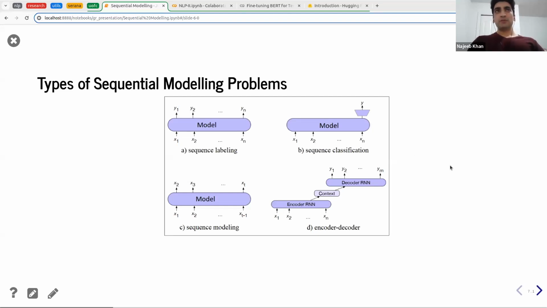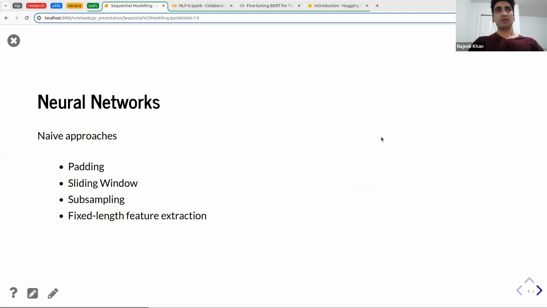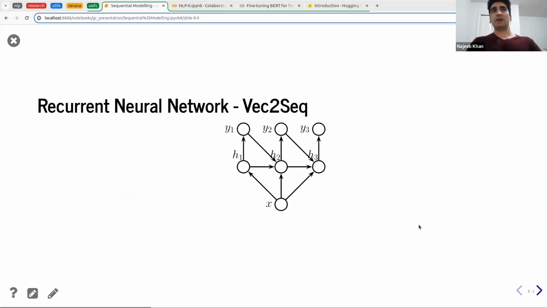So if you were to use just simple neural networks, we could use padding or sliding window or somehow make the sequence to be a fixed length. Let's say the input size should be 20. And then if a tweet is smaller than 20, we can use padding, or we can take 20 words at a time, or we can do some other sort of fixed length feature extraction. So that would be the simpler approaches to model this problem. But rather than doing this, we looked at recurrent neural networks.